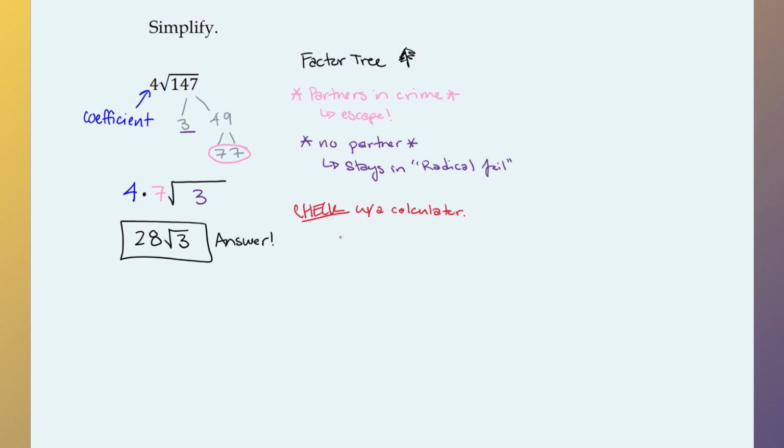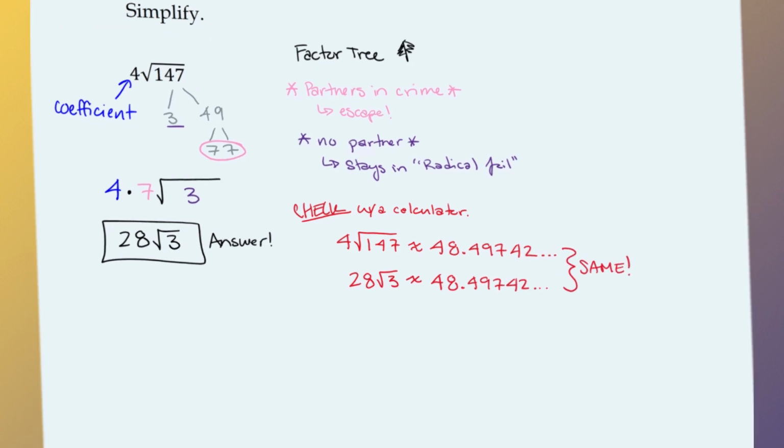So we can always check these numbers with a calculator. Anytime we plug it into a calculator, we should get those same decimals. So we're going to plug in 4 times the square root of 147. Again, you're going to grab your scientific calculator, and you get about 48.497 and some change. We're going to plug in 28 times the square root of 3, and you should get that same decimal, 48 and change. If you do not, then go back and double check your factor tree. Something might have went wrong, but it's an easy way to check.